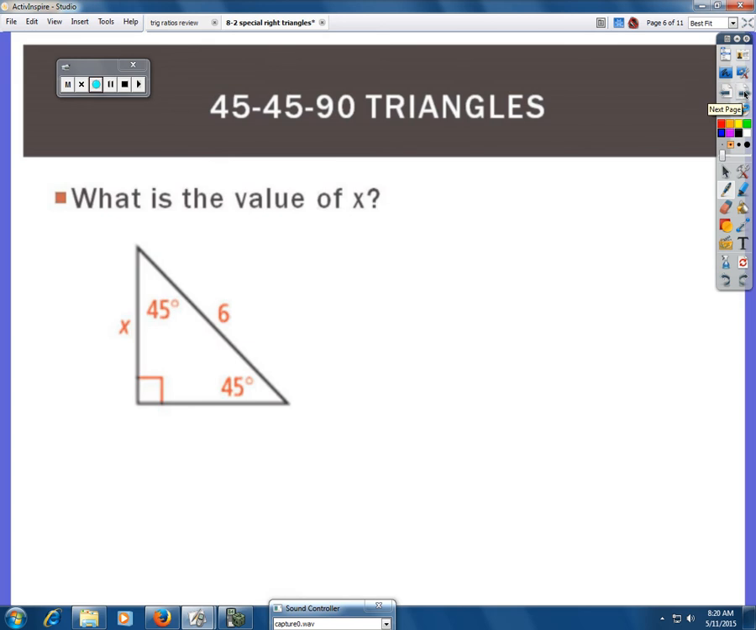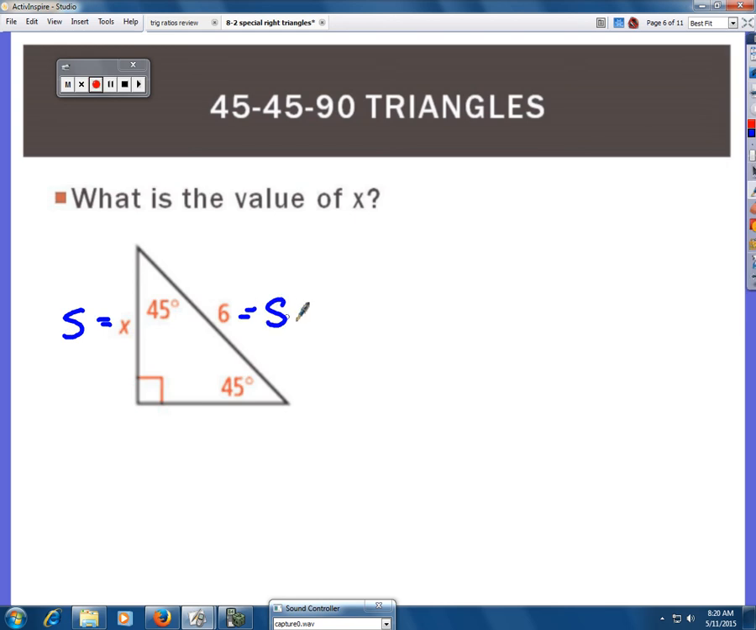What is the value of x? So you need to stop the video, try this problem, and then start the video up again. I'm going to keep going. This one is, label this equal to S and this equal to S square root 2.